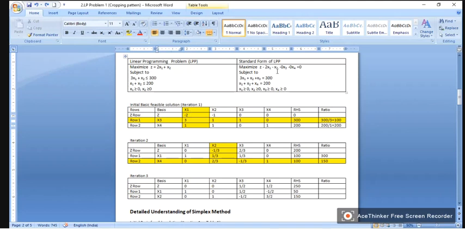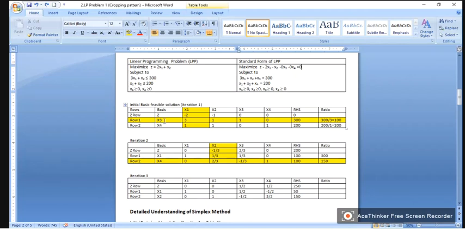For X1, what is the coefficient in the objective function? -2. For X2? -1. For X3? 0. For X4? 0. And right hand side is 0.